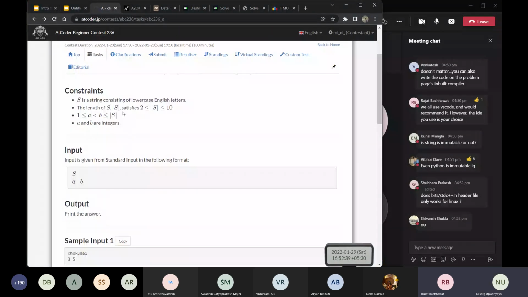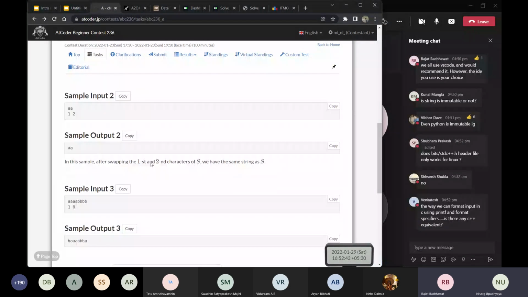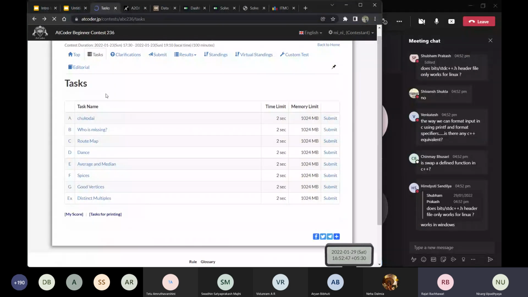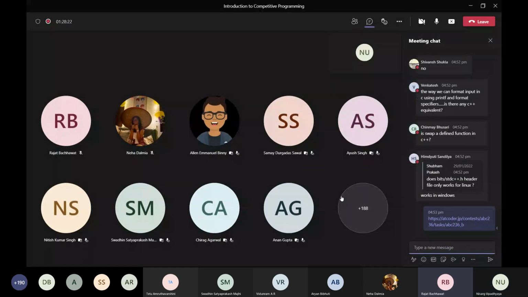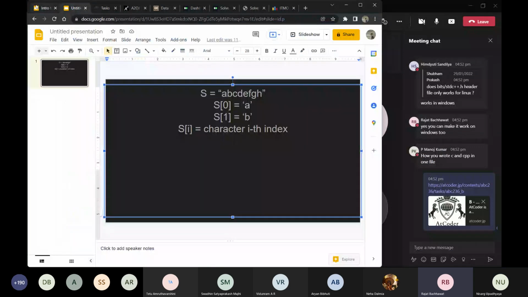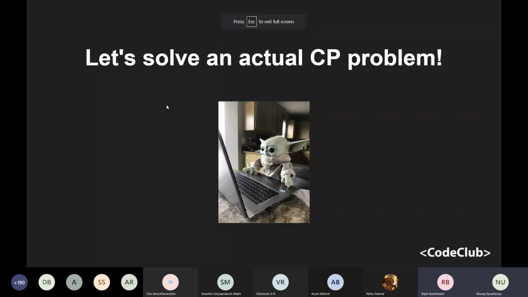This was just to give you a gist of how a basic problem of competitive programming looks like. Now I will share a link to one problem with you guys, which I would like you to try to solve after the session. It has a flavor very similar to what Neha discussed right now. You can try this after the class. That was just to give you a gist of how a competitive programming problem looks like.